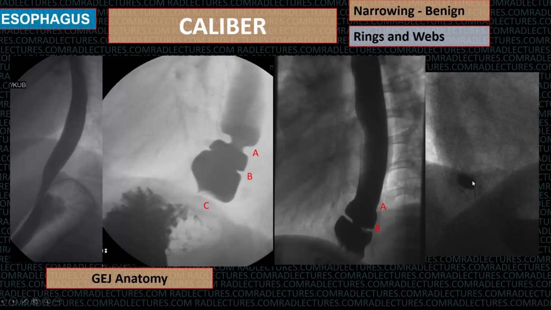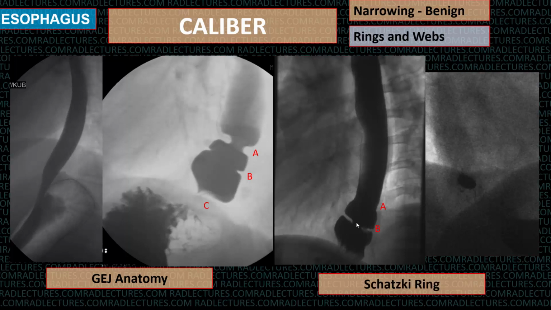And in this patient, the pill got stuck at the level of the B ring, and we proved that by giving a little more barium after the pill, and the pill just didn't go down. That means that the lumen of this is less than 13 millimeters, and therefore this ring is symptomatic. And symptomatic B rings are called Schatzki rings.